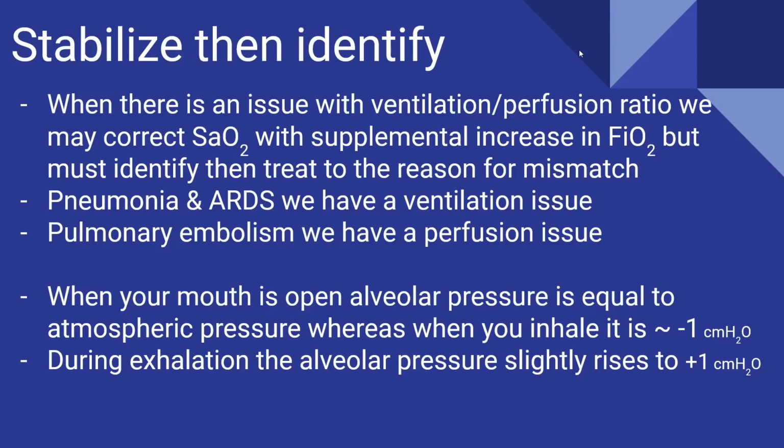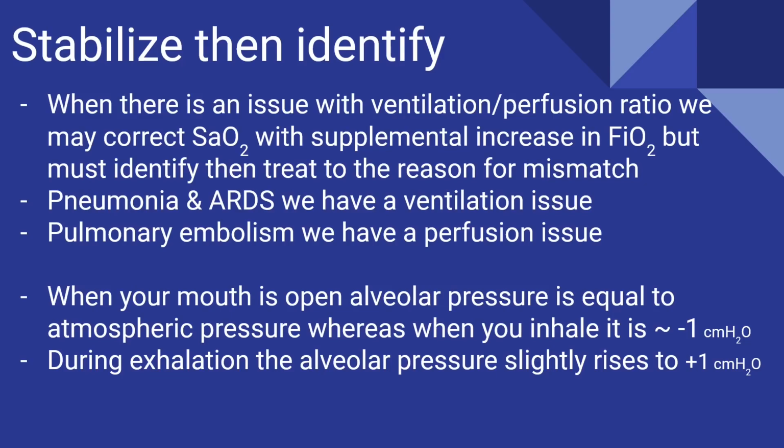So the big things with respiratory problems are to stabilize and then identify where that mismatch is. So in the case of a desaturating patient, and we're not exactly sure what's going on with that mismatch ratio. Is it a ventilation issue? Is this a perfusion issue? We'll obviously supplement with an increased FiO2, but that might not fix a perfusion problem.